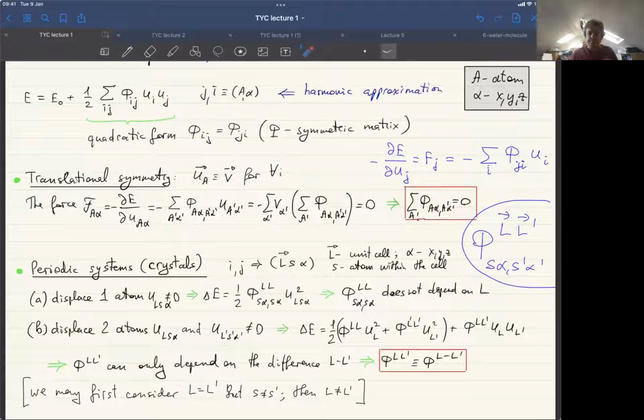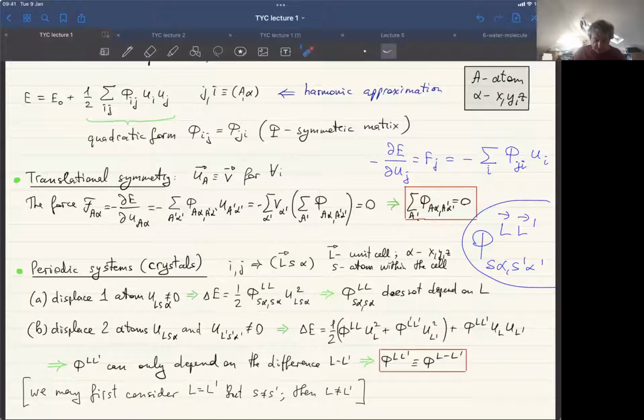And again, we know these diagonal terms would not depend on L. What about the off-diagonal term? The off-diagonal term would still depend on S and S prime. But again, we shifted two atoms in that particular unit cell. If we shifted two atoms in any other unit cell, the result would still be the same. So again, that quantity should depend only on the difference.